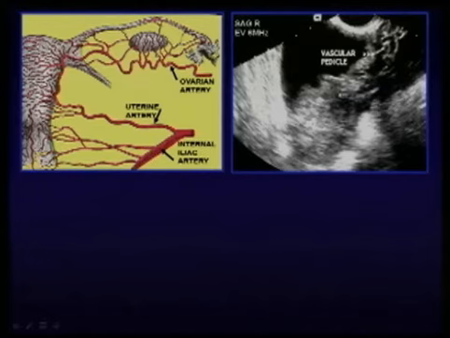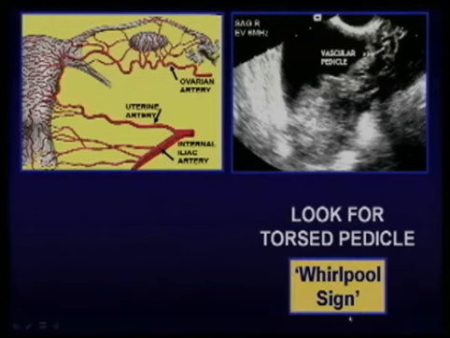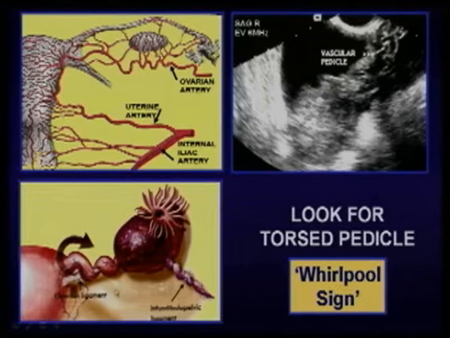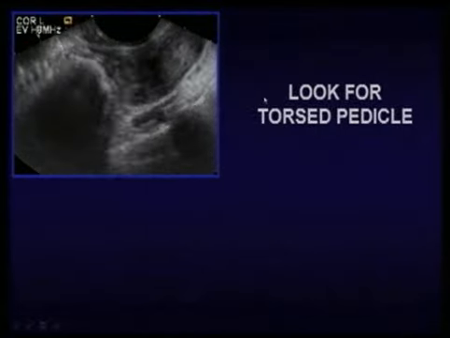Point number two, these normal pedicles that feed the ovary are straight. We see that nicely in this case because we have fluid around the pedicle. So typically a pedicle on either side should be straight. When you have a torsion, as the name implies, you will twist the pedicle, and this has been termed the whirlpool sign. So either of these could twist with a torsion. And what they look like through a laparoscope is a twist, or, as we affectionately like to note, a whirlpool, based on the ultrasound appearance. So look for the torsed pedicle.